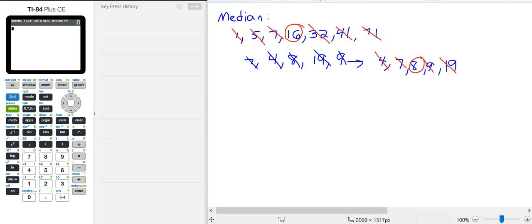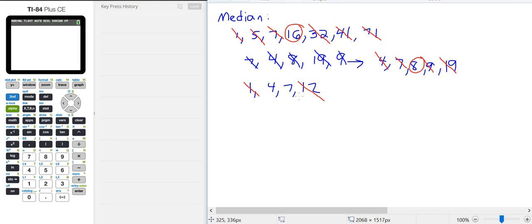But for both of these sets, we had an odd number of data points. Let's say we have an even number. Let's say we have 1, 4, 7, 12. They're arranged in order, so we're able to find the median, but we have an even number. If we cross off 1, we cross off 12. If we cross off 4, we cross off 7, we're left with nothing. So therefore, we just cross off until we have 2 left.